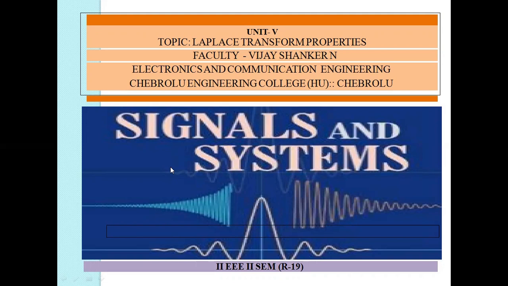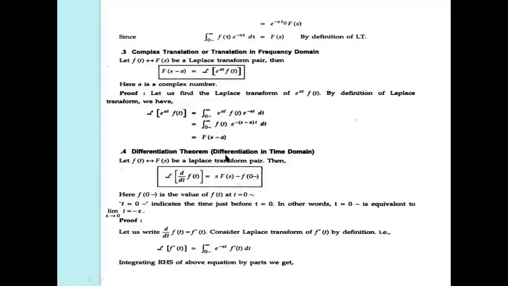Now let us go for the next property, the fourth property. It is also in the Fourier, the differentiation theorem, nothing but differentiation in the time domain. d by dt of f of t is s into F of s minus f of 0 minus.